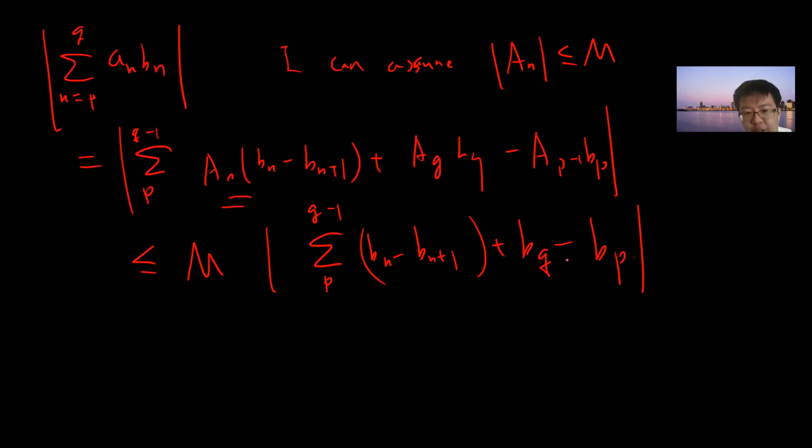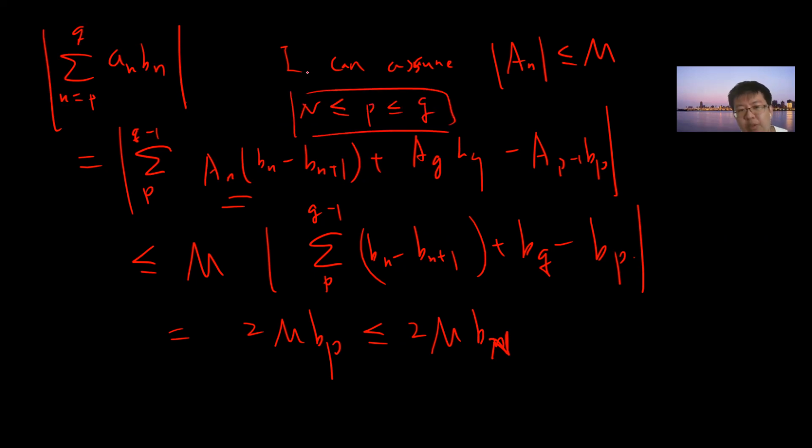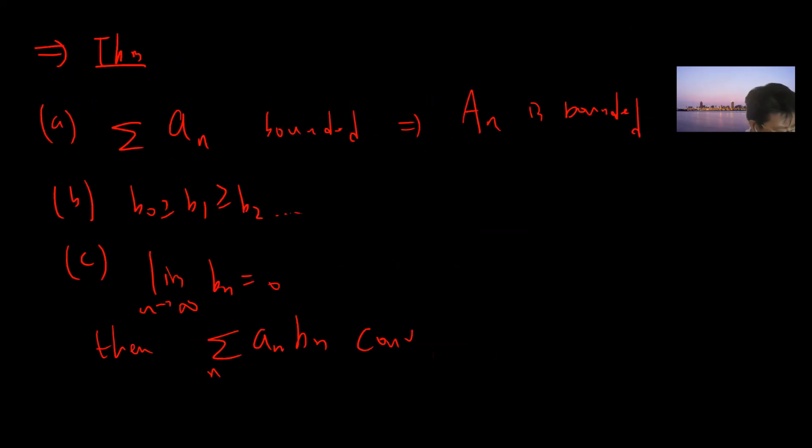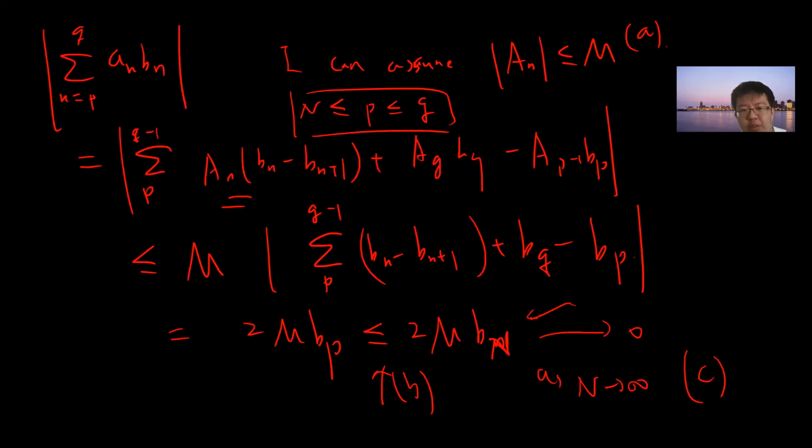Obviously this term will cancel, so finally the remainder is 2 M times bp. And this is less than or equal to 2 M times bn for large n, because you pick n such that p and q are all greater than n. You pick a fixed n, and this term can approach 0 as n goes to infinity by our assumption C. This is assumption A, and this is assumption B. So from A, B, C we know that it converges. So this is the theorem. I remember this theorem has a name, but I forgot the name.